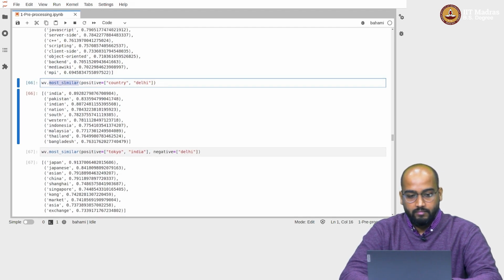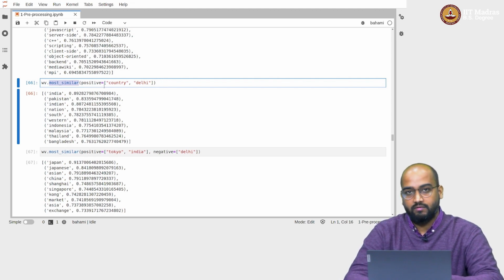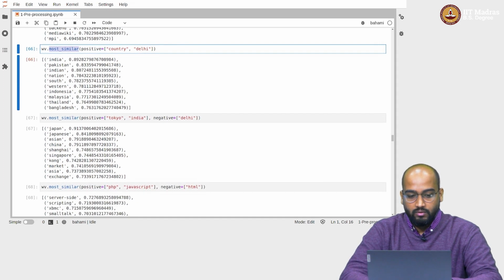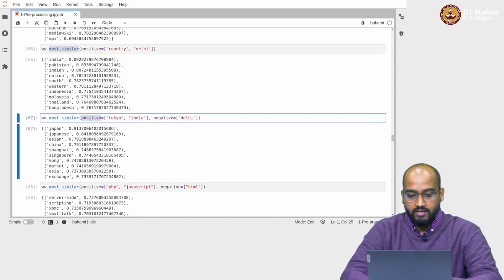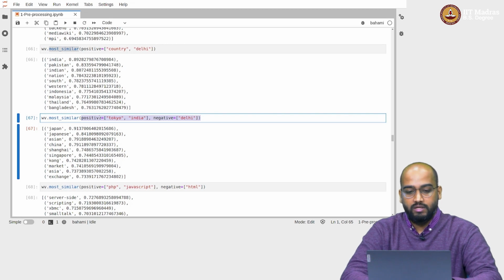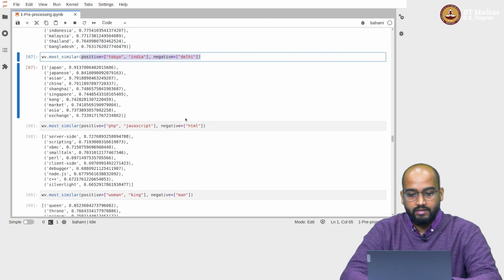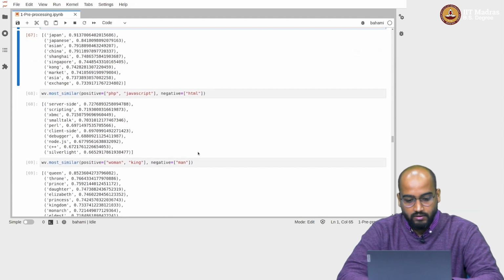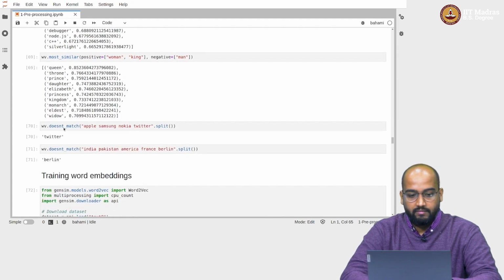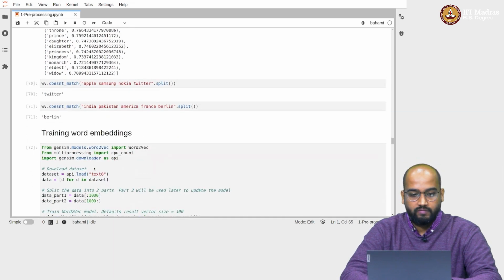So here again, the function most_similar can take two arguments: positive and negative. Positive are the words similar to it, and negative are the words dissimilar to it. By this syntax, what I'm saying is that I want words which are similar to Tokyo and India, but are dissimilar to Delhi, right? So that is what is being done here. And this could be any combination that you would want. Most_similar also has a few more functions, like doesnt_match.